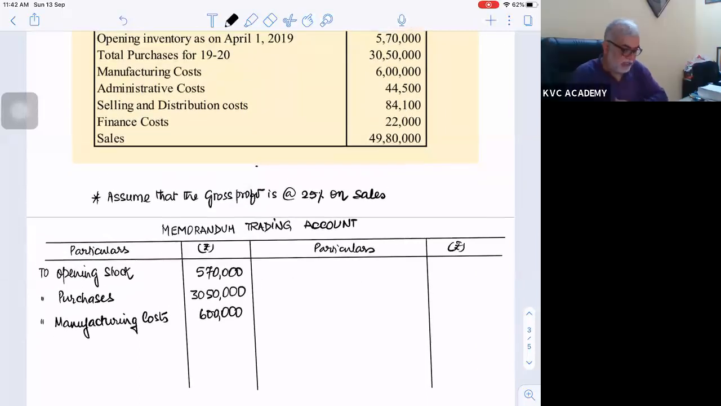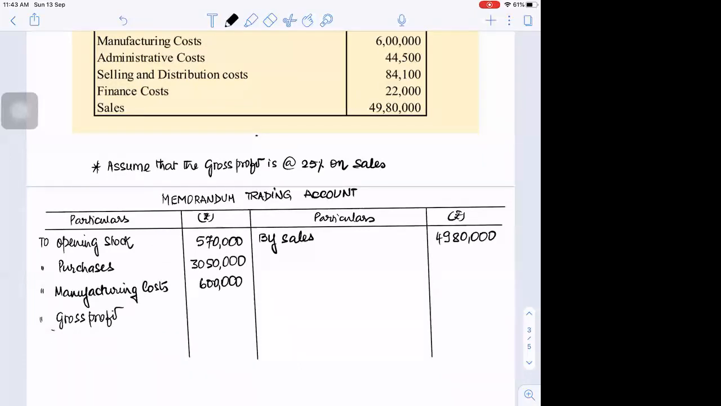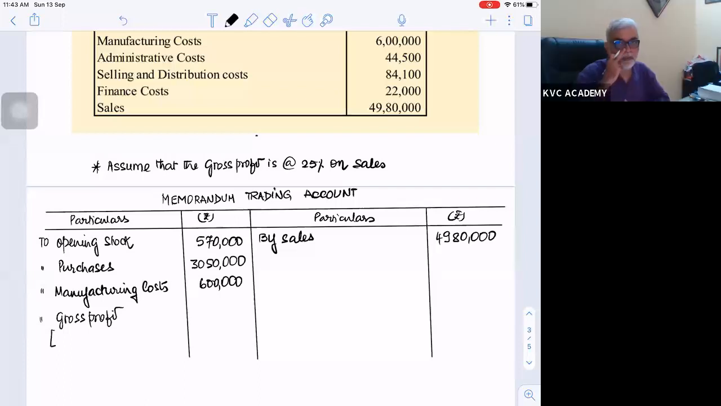We take only manufacturing costs here. Admin costs, selling costs, finance costs are not a part of cost of inventories. Okay. Now we know the gross profit. So why do we not take administrative and selling distribution? Because it's not to be included.